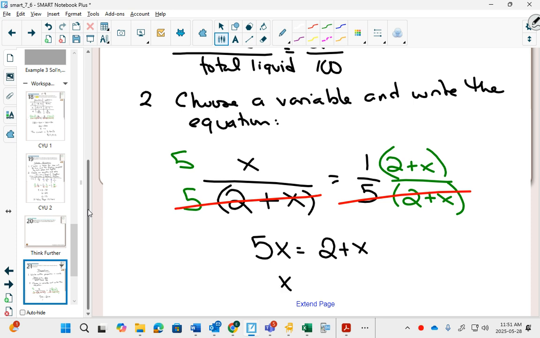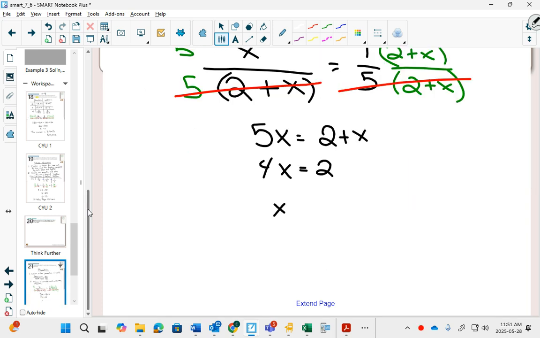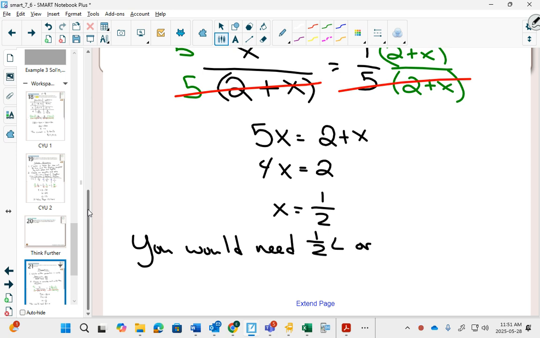Move the x over. 4 x's would equal 2. Divide both sides. 2 over 4, which is 1/2. You would need 1/2 of a liter, or 500 milliliters of lemon juice.